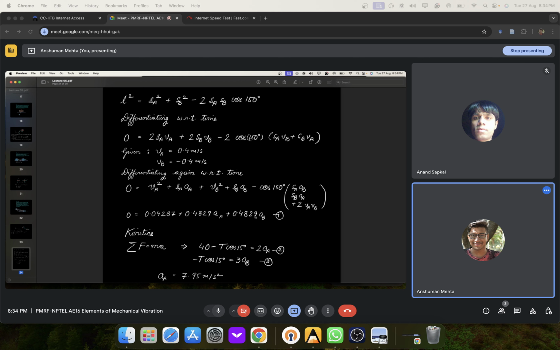Now coming back to kinetics. T minus T cos 15 degree is equal to 2 a of A, and T minus T cos 15 degree is equal to 3 a of B, and we are putting this into 1. This is 1, this is 2. So from equations 1 and 2, we get the final values.